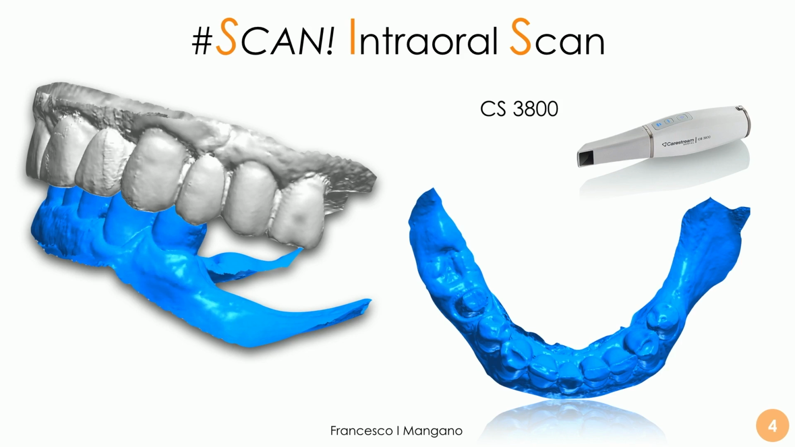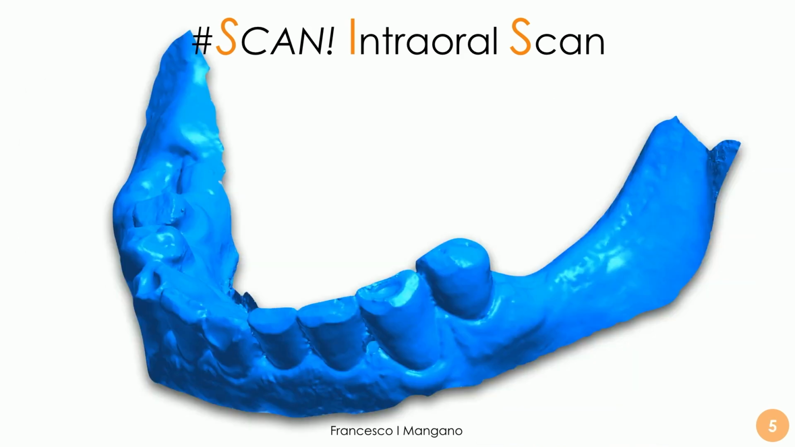We can capture the master model obviously, but also the antagonist model and the bite, because it's important for the virtual waxing. This is the master model. We need to care about capturing all the tiles of the soft tissues and the neighboring teeth, and also the supporting teeth, because we need to think about the design of the surgical guide. So the scan must be complete and as accurate as possible.